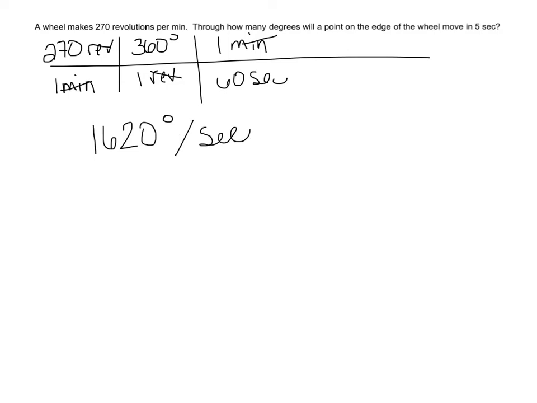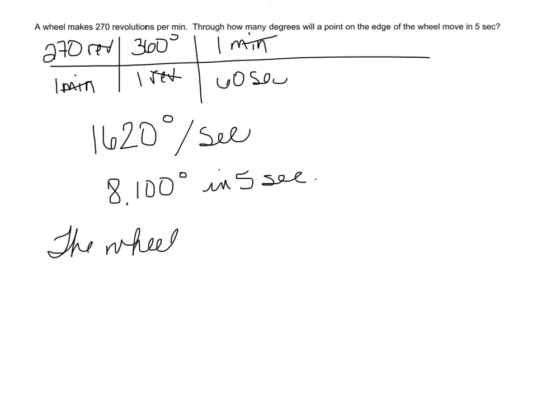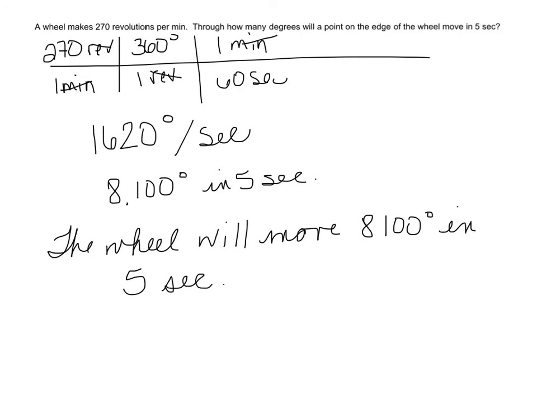But we are asked how many degrees in 5 seconds, so we need to multiply this times 5, and we get 8,100 degrees in 5 seconds. Because this is a word problem, we'll write this as a complete sentence. And that's it.